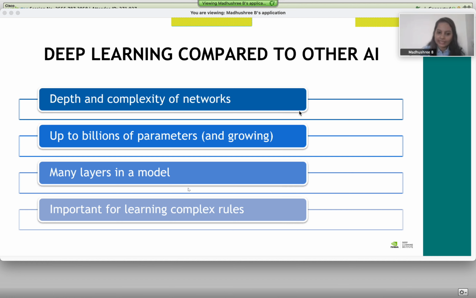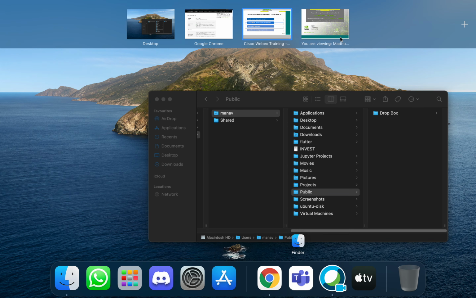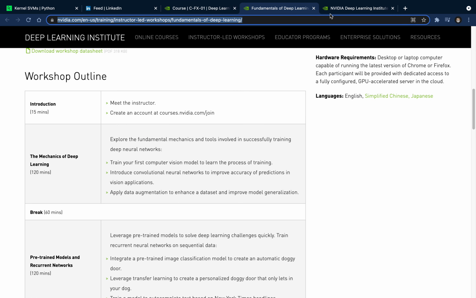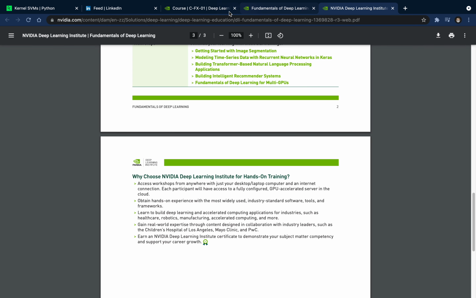Parameters are the variables whose values are learned during the training of the neural network model. And there are many layers in a model. I showed you a sample neural network, right? Those circles are the neurons and the columns are the layers. The number of layers in a neural network model keeps on increasing depending on the largest data set. When we increase the layers up to some point, it will give better accuracy for us. You will understand all these things in the lab. This is important for learning complex rules, and this is how deep learning stands out from all the other AI methods.